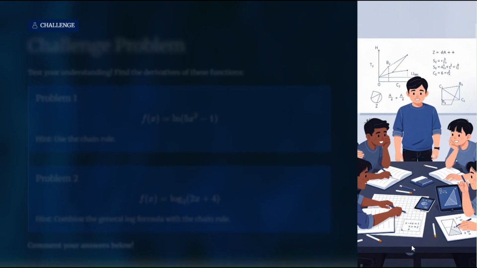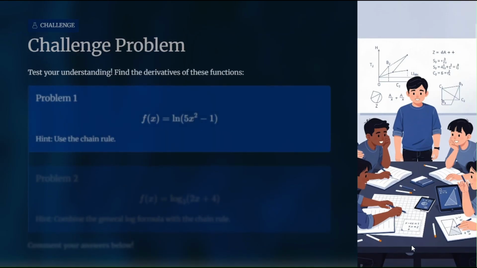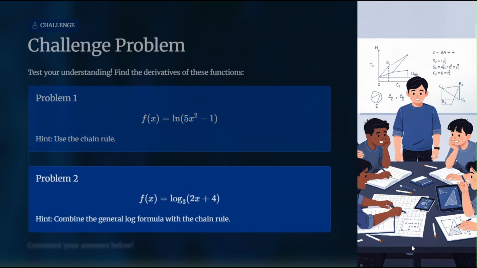Here are your challenge problems for today. First, find the derivative of f of x equals ln of 5x squared minus 1. You'll need to use the chain rule. In the next problem, find the derivative of f of x equals log of 2x plus 4 base 3. You'll need to combine the general log formula with the chain rule.